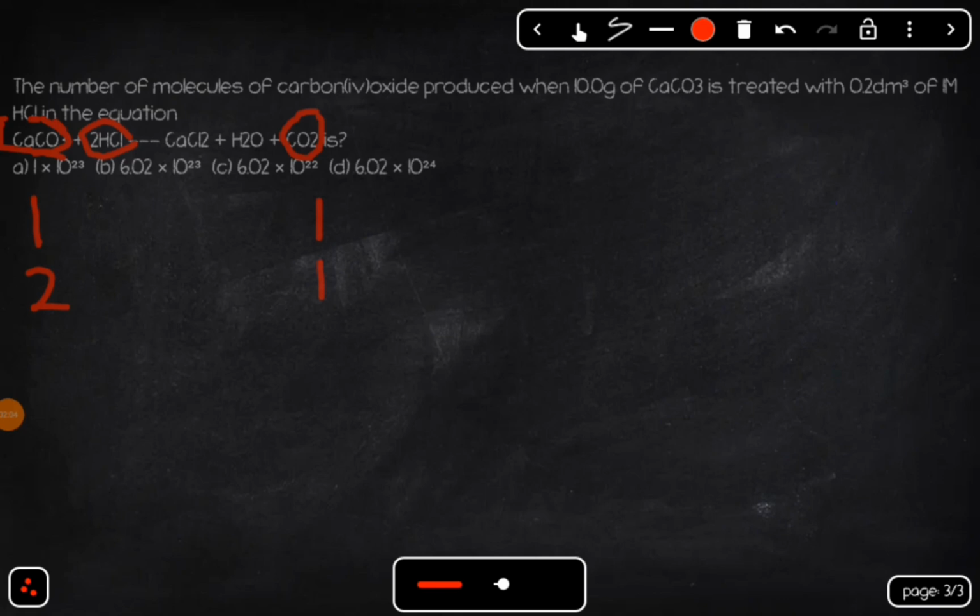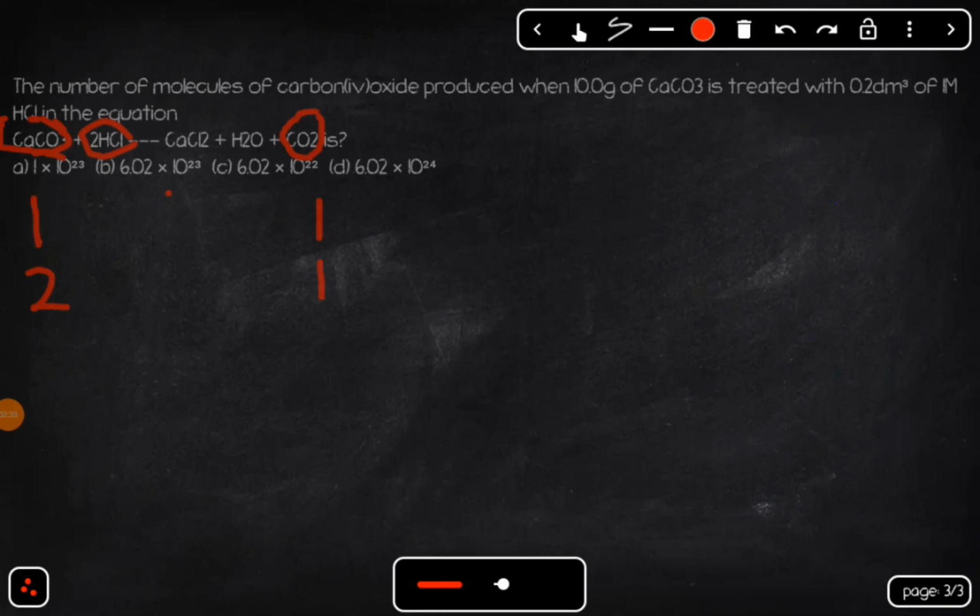Looking at these two, we can see the one that is very close to CO2 is CaCO3. So I'm going to be using CaCO3 first, and I would advise you, whenever you are relating, to choose the one that is very close to the quantity that you are looking for. I choose CaCO3 because they have the same number of moles. So any number of moles I get for CaCO3, it will be very easy for me to get the same number of moles for what? For the CO2. So let's move on, guys.